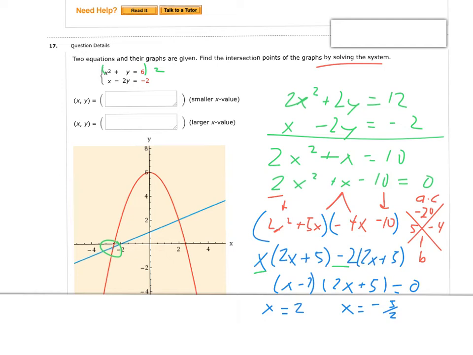So now I need to plug those back in, and you got to use the linear equation here. So I'll go ahead and do the -5/2. I'll let you guys do the 2, but I'll do the -5/2. So if I plug that one in, I get -5/2 minus 2y equals -2, but I'm going to go ahead and write that as -4/2 here, just to get that common denominator. And then I'm going to add the 5/2 over, and I get -2y equals 1/2.